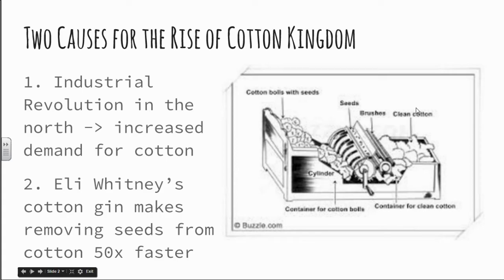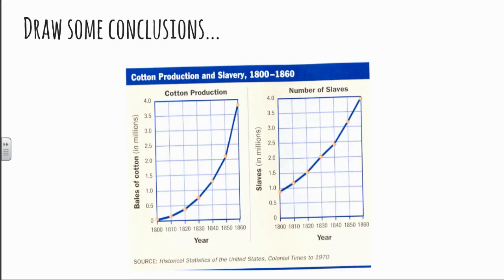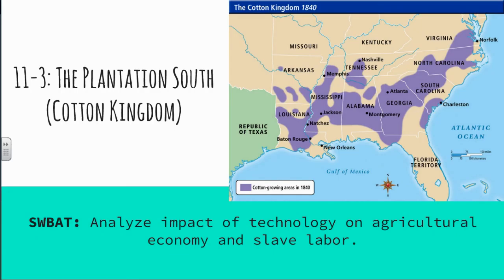I'll tell you that a worker working for a day could only do about 1 pound of cotton in a day, whereas you'll see that the cotton gin makes that 50 times faster. So obviously, if you're now able to remove the seeds from the cotton faster and sell more cotton, what you need to do is grow more cotton. And that's why we see the rise of Cotton Kingdom.